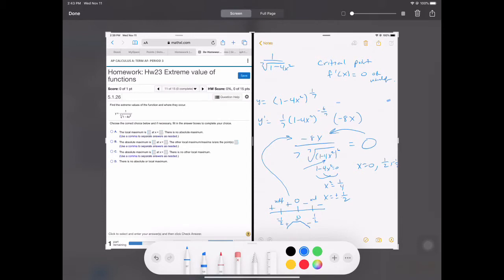But according to the graph, it looks like we're going to go up and down and down. So this looks like it's going to be an absolute maximum for us. So now that we know that it happens at 0, if I plug 0 into my original function, that tells us our original y. So 1 over the 7th root of 1 minus 0 is just 1.